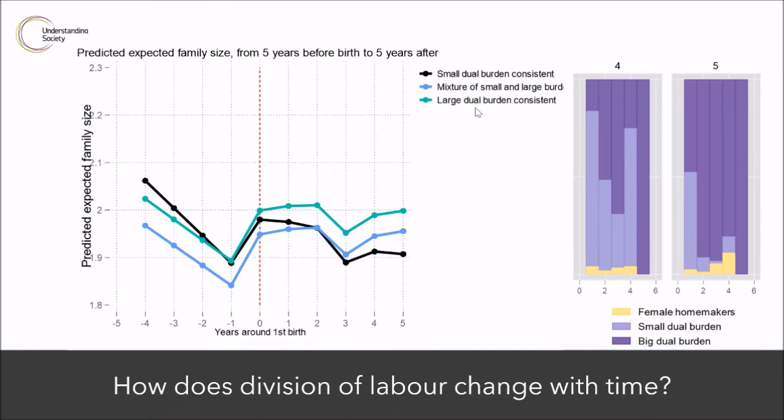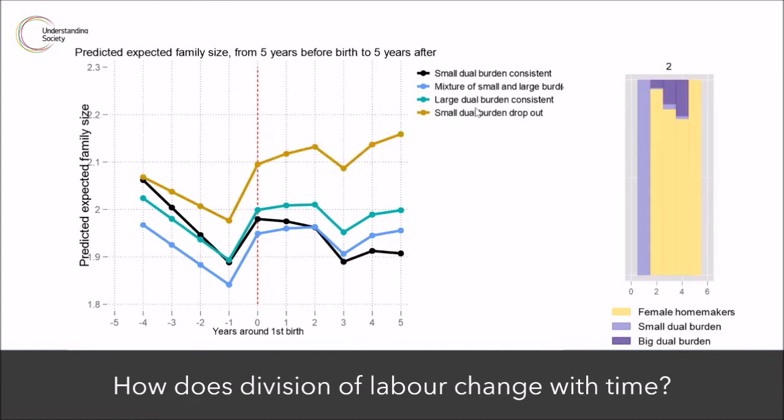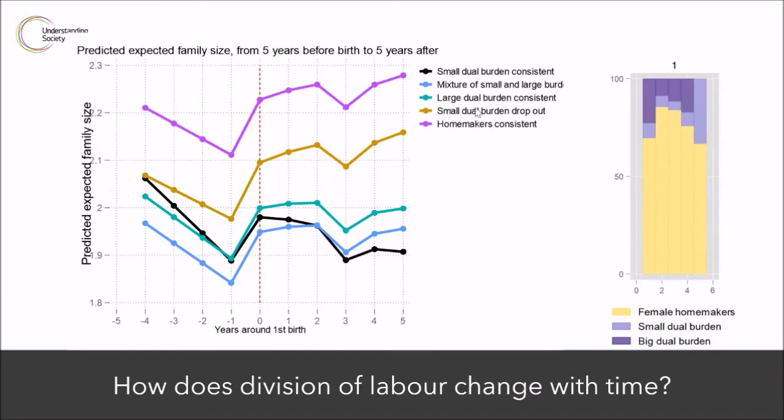The 2 distinct groups are firstly those who have a small dual burden prior to first birth, and then drop out of the labour force. They have much more of an upwards trajectory after first birth, and the female homemakers are in a different category of their own. They expect overall most children over time, and there's a general upwards increase over time.